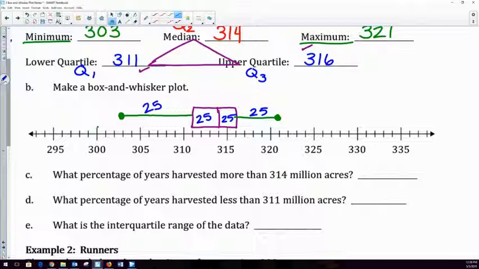So looking at letter C, it's asking us what percentage of years harvested more than 314 million acres. So here's 314 million. I want to know more than. So if you look above it, you see that you have two 25s written down. Well, 25 plus 25 is 50%.